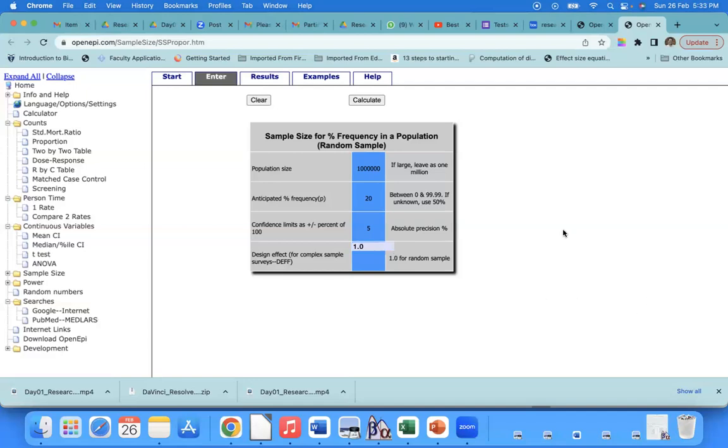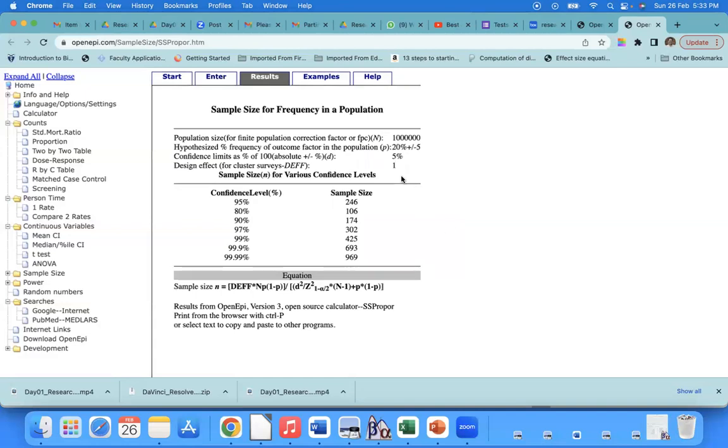Okay, then we have added this. Anticipated frequency 20%, and a 5. Then click calculate. So with this one click, we got the calculation. The total population size of the district is 1 million, and the hypothesized percentage frequency of outcome is 20%, plus or minus 5. That is the precision.